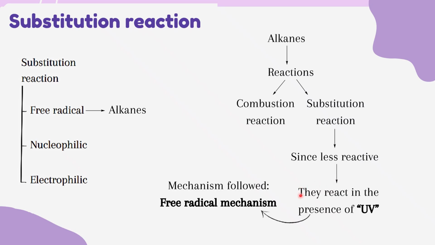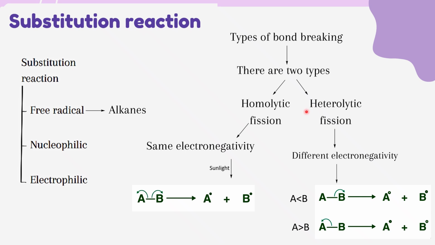That's why we carry out the reaction in presence of UV light. And in presence of UV light, their bond breaks and follows a mechanism called free radical mechanism in order to undergo a free radical reaction. Now let us understand how exactly it happens. Now, when we talk about this bond breaking, since we are providing energy to alkanes, they undergo bond breaking.